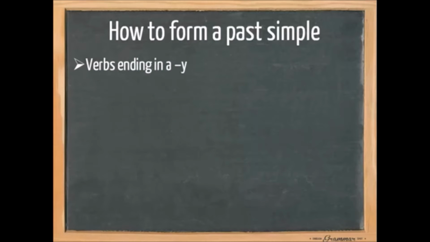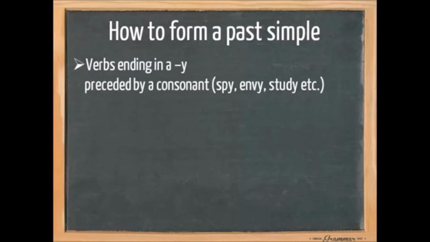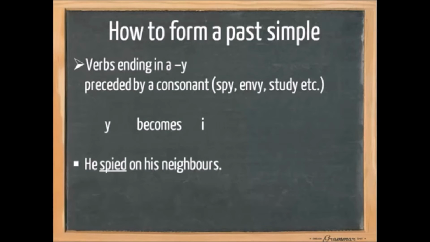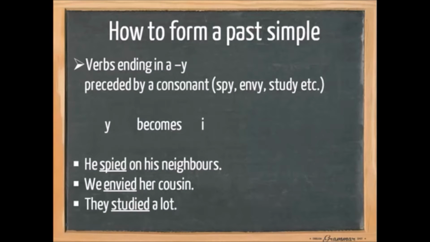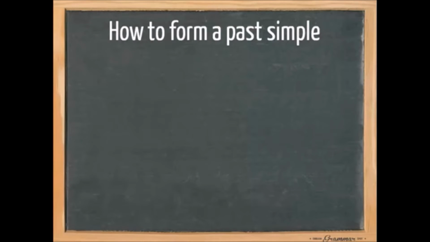We also need to pay extra attention to verbs that end in a Y, especially those preceded by a consonant, such as spy, envy, and study, the consonants being a P, a V, and a D. Here, the Y changes into an I. For example, he spied on his neighbours. We envied her cousin. They studied a lot.